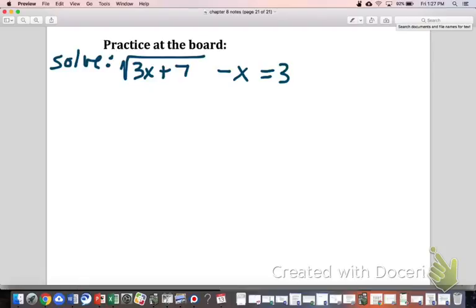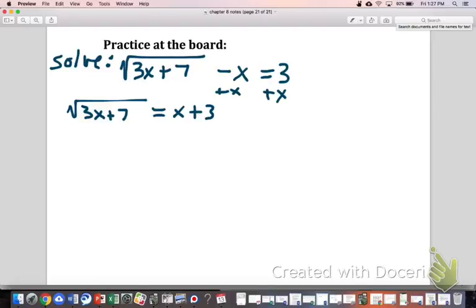You want to get the radical by itself. To do that, you need to add x to both sides. So when I do that, I end up with this: square root of 3x plus 7 is equal to x plus 3. You could write it as 3 plus x, but I feel like this is more of a standard way of looking at it. Once you have done that, you got the radical by itself.